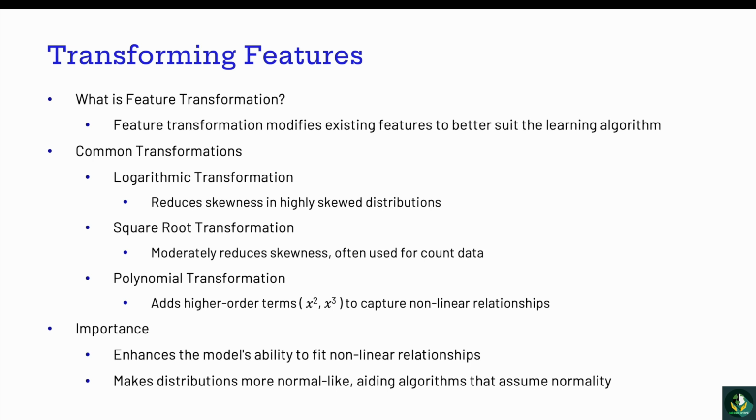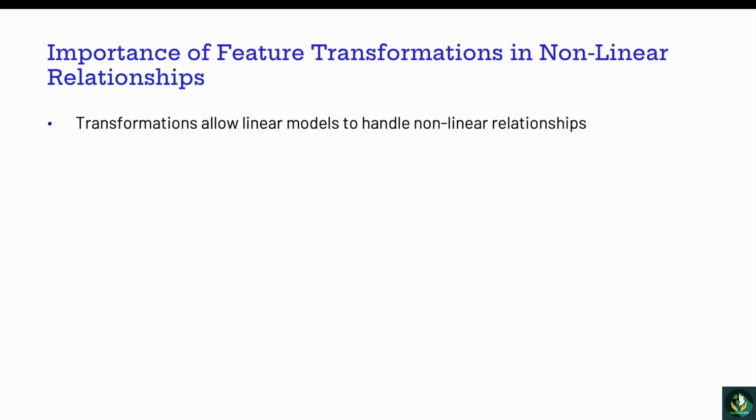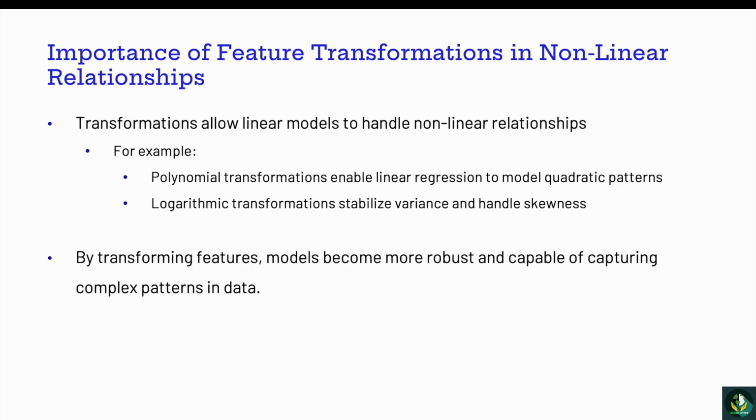aiding algorithms that assume normality. Now let's talk about the importance of feature transformation in nonlinear relationships. Transformations allow linear models to handle nonlinear relationships. For example, polynomial transformations enable linear regression to model quadratic patterns, whereas logarithmic transformations stabilize variance and handle the skewness. By transforming features, models become more robust and capable of capturing complex patterns in the data.